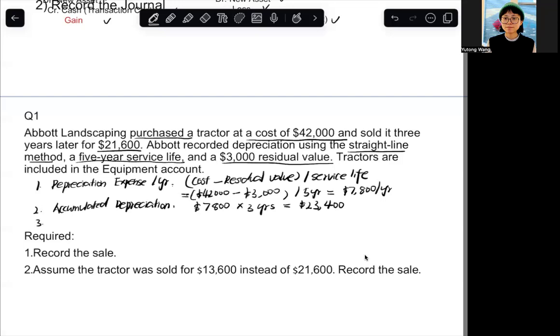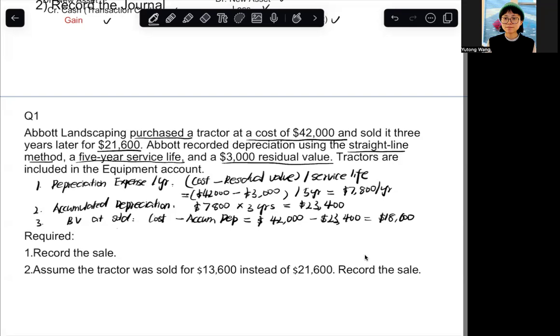So with accumulated depreciation, we can calculate the book value at the point of sale, equal to the book value in the beginning, which equals the cost minus accumulated depreciation, equal to 42,000 minus 23,400, equal to 18,600.